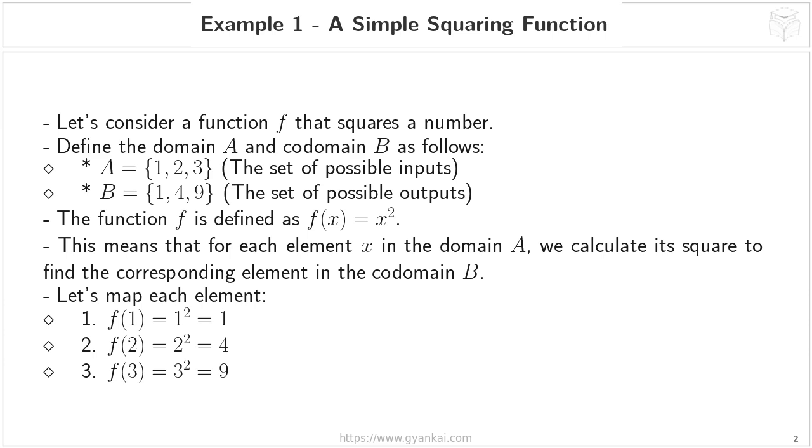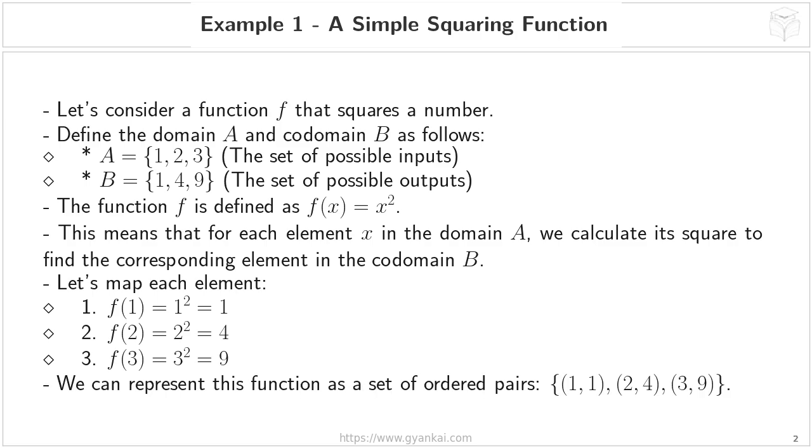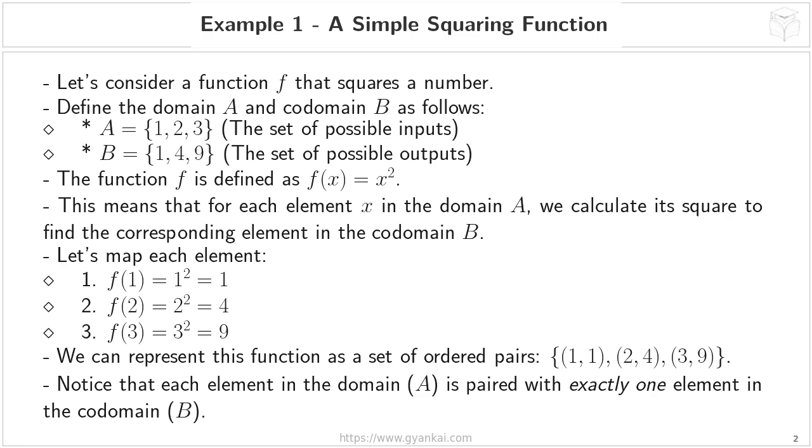Next, if we input 2, that is, if x equals 2, then f of 2 is 2 squared, which equals 4. So the input 2 maps to the output 4. Finally, if we input 3, that is, if x equals 3, then f of 3 is 3 squared, which equals 9. So the input 3 maps to the output 9. We can represent this entire function as a set of ordered pairs. We write it as 1 paired with 1, 2 paired with 4, and 3 paired with 9. Remember, the first number in each pair is the input from the domain, and the second number is the output from the codomain.